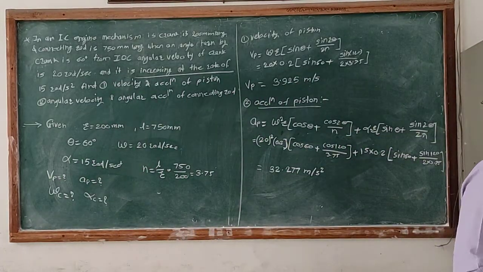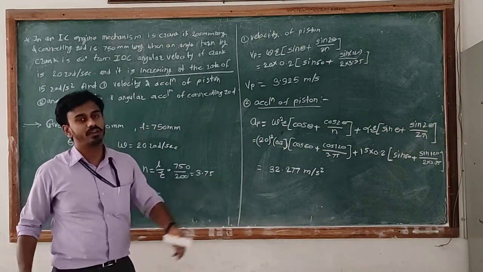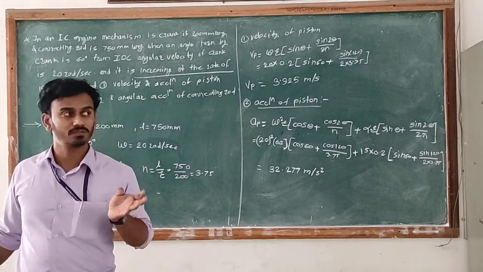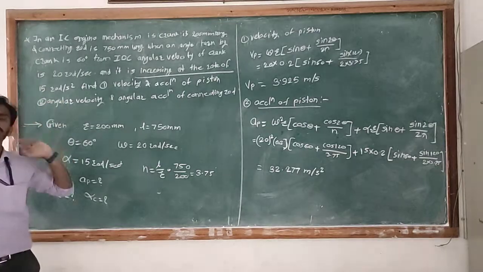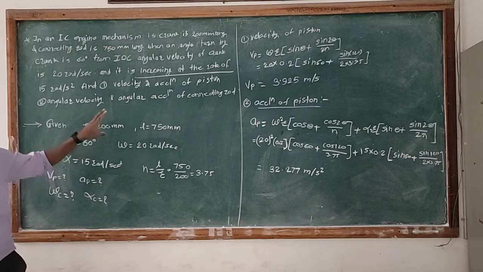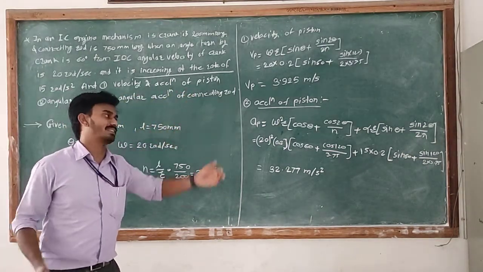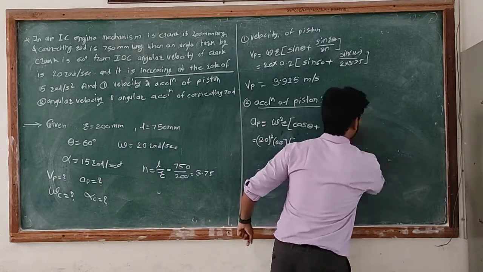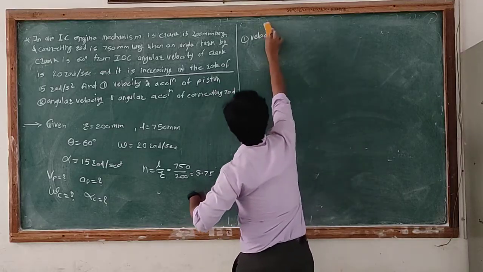Okay, so this is the value of acceleration of the piston when the velocity of the crank is not uniform and the crank velocity is increased at the rate of 15 radian per second square. So this is the first part in which we calculate the velocity of the piston and the acceleration of the piston. Now we have to find out the angular velocity and angular acceleration of the connecting rod.